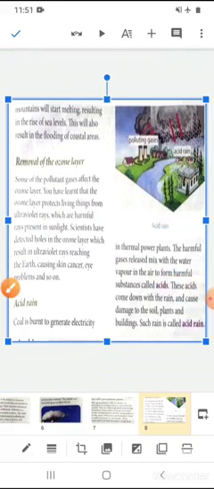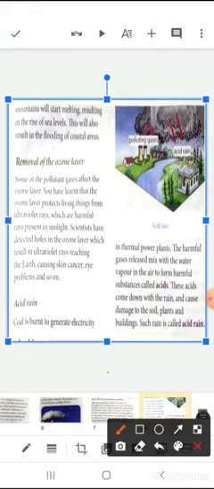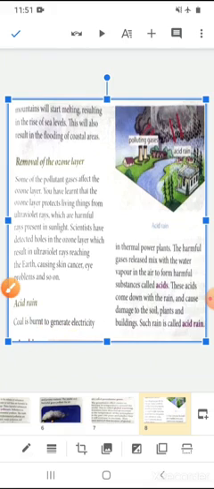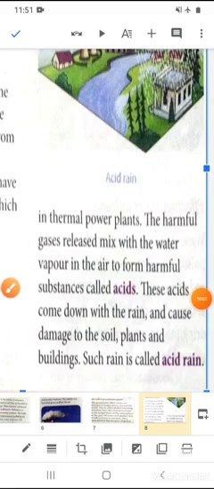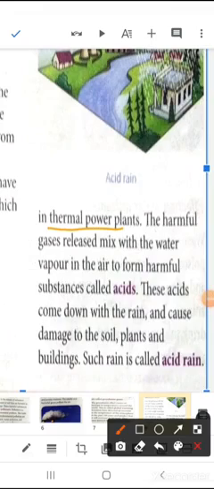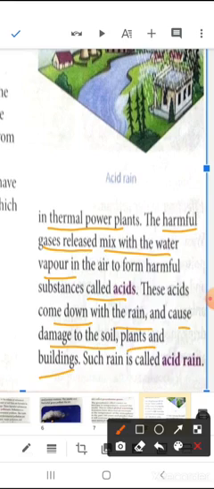Now we have acid rain. Coal is burned to generate electricity in thermal power plants. The harmful gases released mix with the water vapor in the air to form harmful substances called acids. These acids come down with the rain and cause damage to soil, plants, and buildings. This rain is called acid rain.